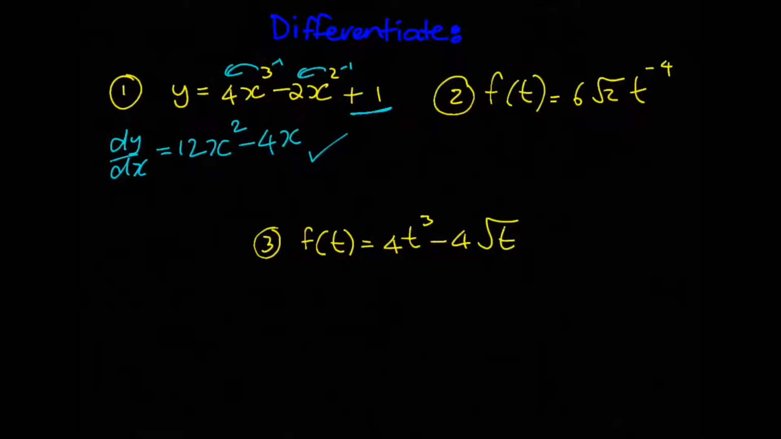Now number 2, f dash of t is equal to, bring this down to multiply, so it's 6 times negative 4 is negative 24 root 2, t to the negative 4 minus 1 is negative 5.